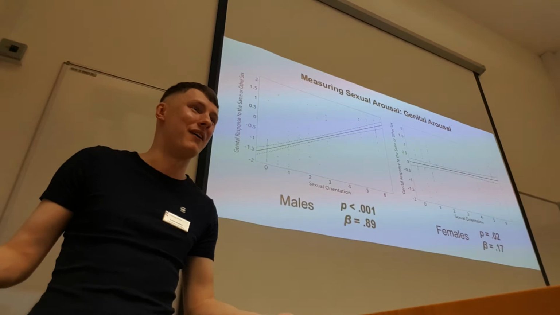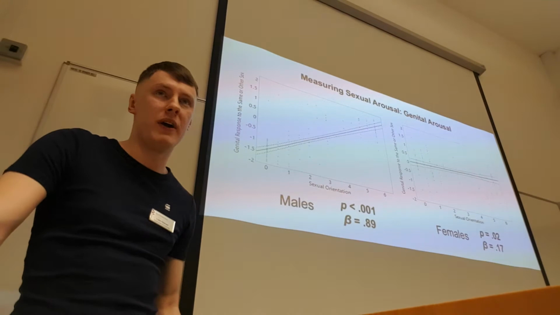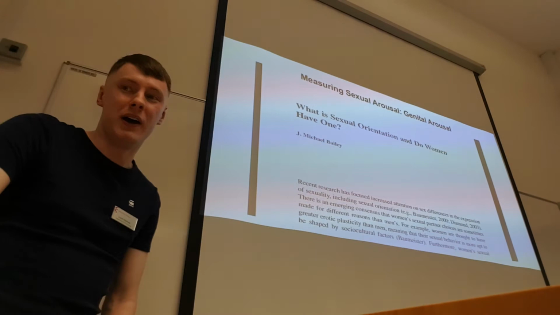So you end up with this, and then as soon as they showed men and women separately, they realized that actually women were responding to everything, regardless of their sexual orientation. And that, of course, raised questions about, is the device just broken? Because it's this weird device that measures light. Is it even measuring the same thing? And it led to research like this, what is sexual orientation and do women have one? Which is an interesting review.